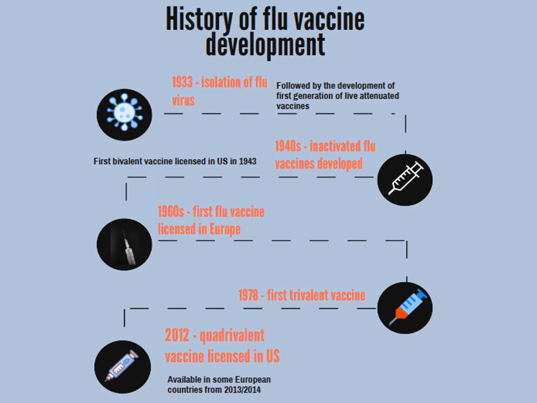History of flu vaccine development. The influenza virus was first known and isolated in 1933. Then in the 1940s, inactivated flu vaccine developed. 1960, first flu vaccine licensed in Europe. 1978, first trivalent vaccine. 2012, the first quadrivalent vaccine was licensed in the US.